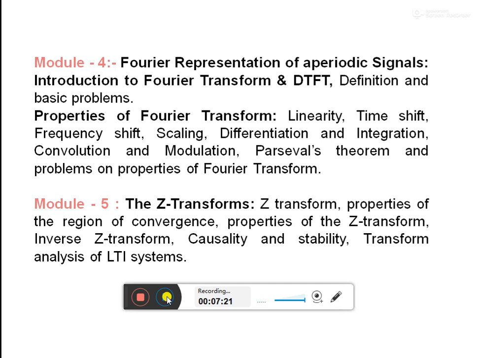Then you will learn about analysis of LTI systems using the Z transform, which is termed transform analysis. So this is a brief overview of the syllabus, which includes 5 different modules.